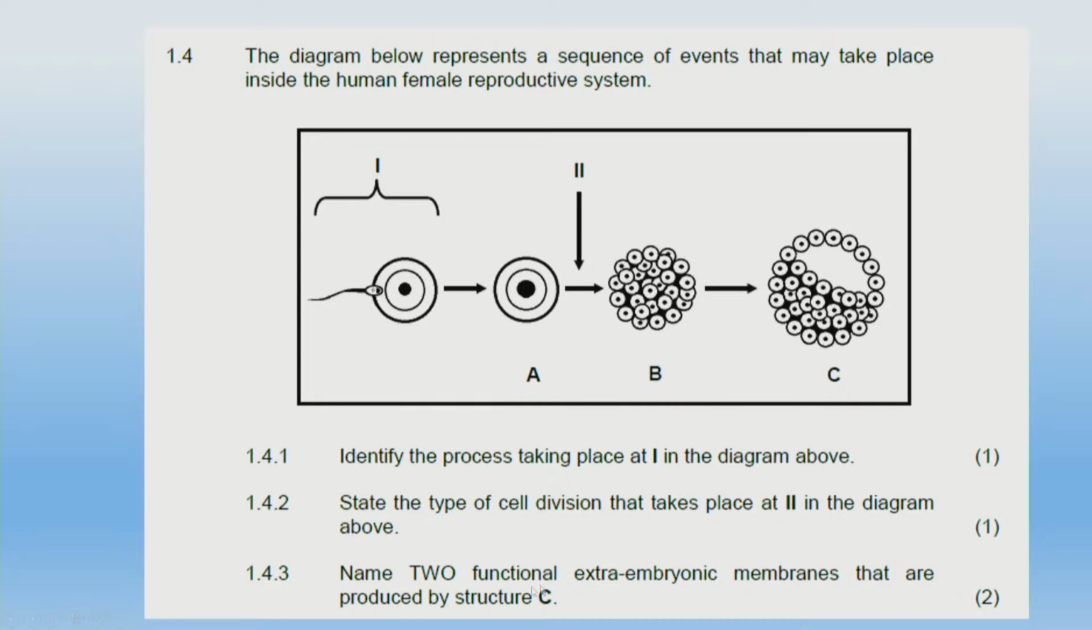1.4.3, name 2 functional extra-embryonic membranes that are produced by structure C. So structure C is a hollow ball of cells, which is called the blastula. You remember that I have said that the outer layer of the blastula will form a membrane called a chorion. So those 2 functional extra-embryonic membranes are the chorion and amnion.